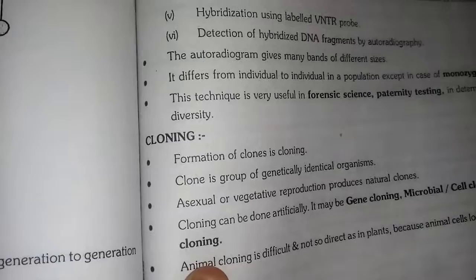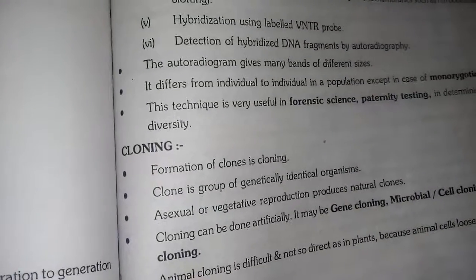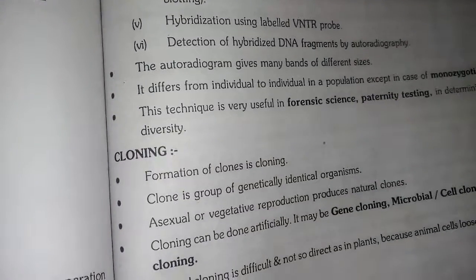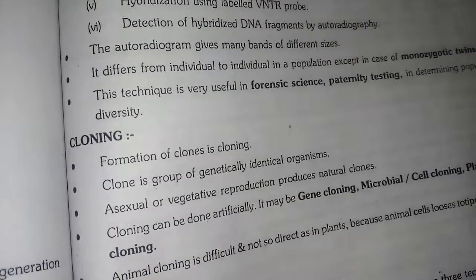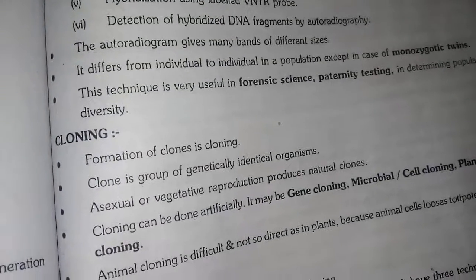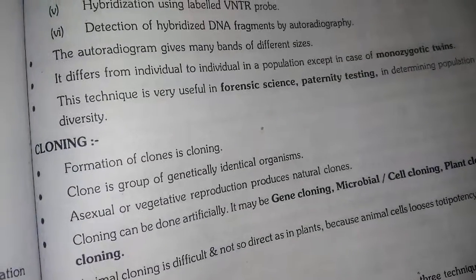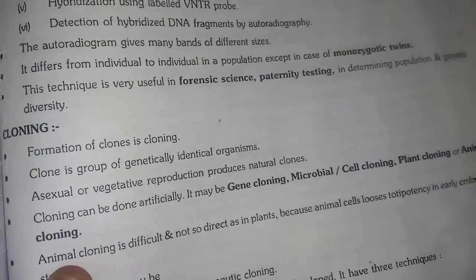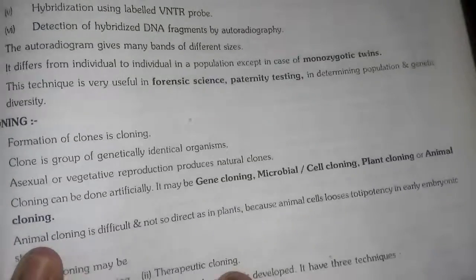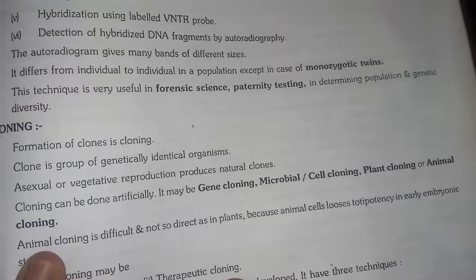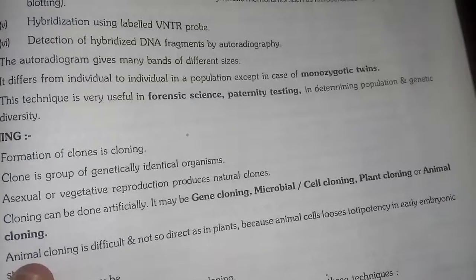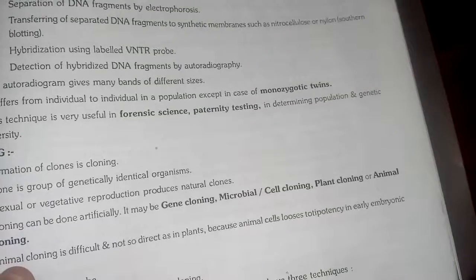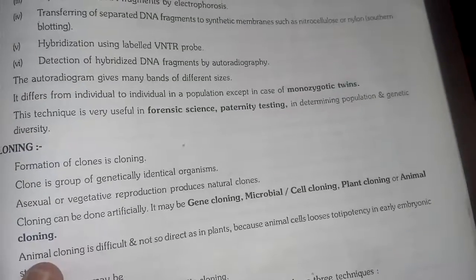Cloning. Formation of clones is cloning. A clone is a group of genetically identical organisms. Asexual or vegetative reproduction produces natural clones. Clones can also be made artificially. It may be gene cloning, microbial cloning, cell cloning, plant cloning, or animal cloning.